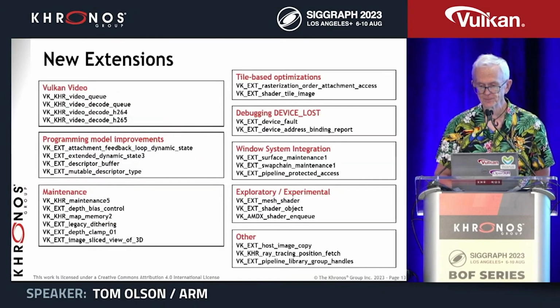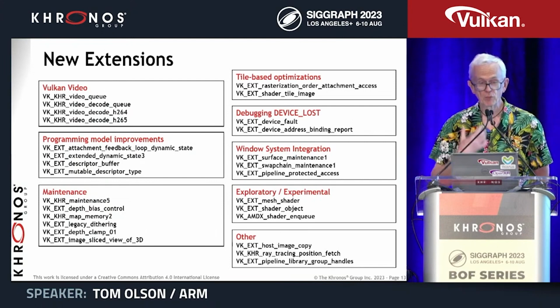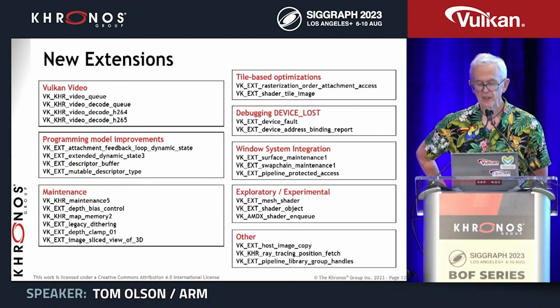Functionality. As usual, kind of the bread and butter of working in the Khronos Vulkan Working Group is adding new features to the API through extensions. This is what we've done in the past year.